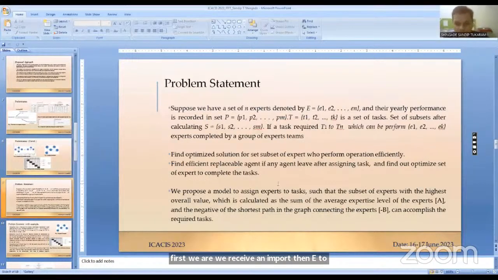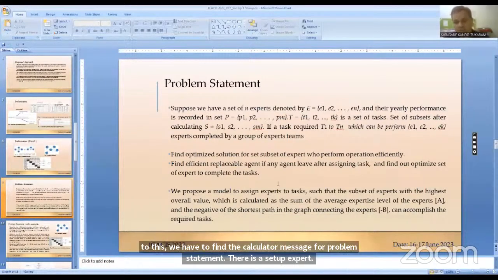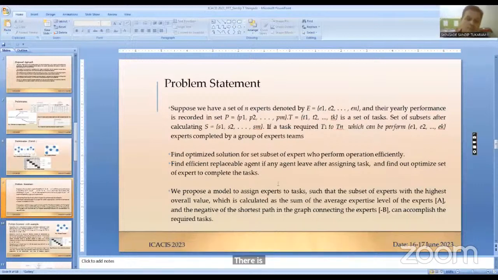Our problem statement: there is a set of experts with their yearly performance, and there are different tasks T1 to Tk. Our job is to find the subset of agents which will perform that particular task.